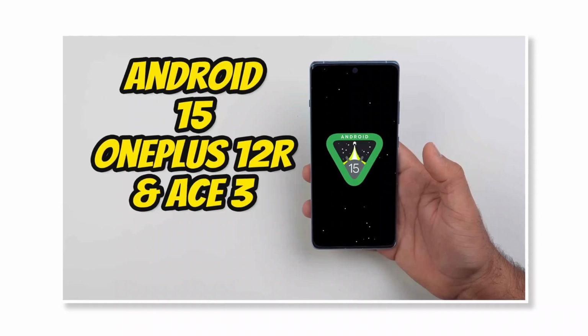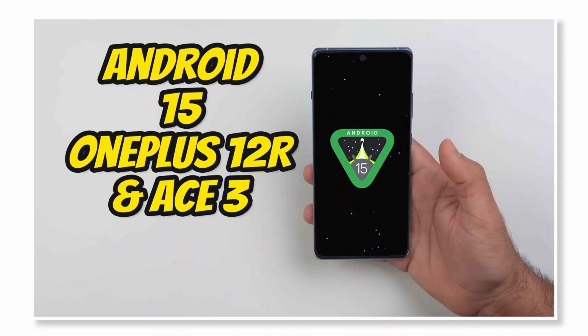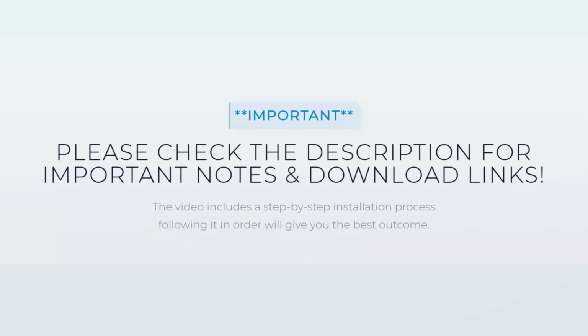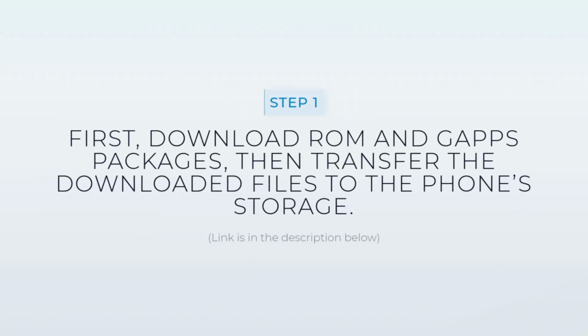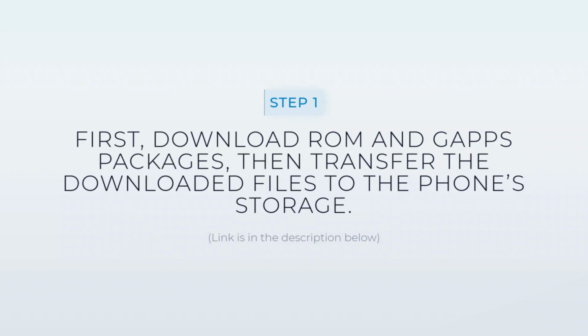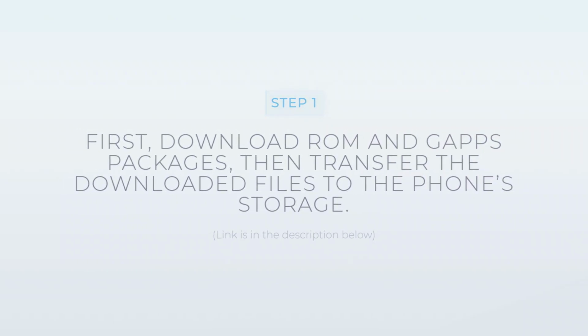Install Android 15 on OnePlus 12R and Ace 3 via PixelOS. Please check the description for important notes and download links. First, download ROM and GApps packages, then transfer the downloaded files to the phone's storage.